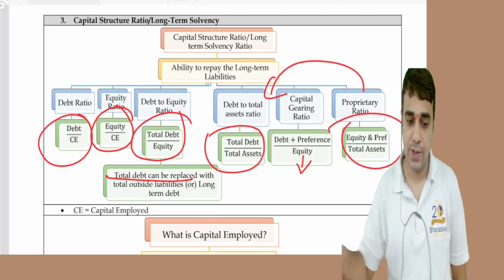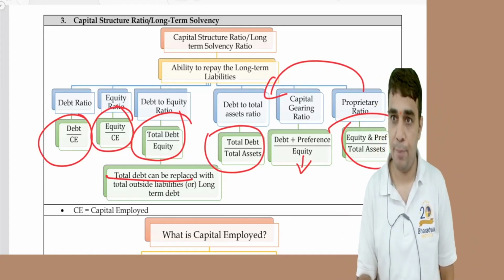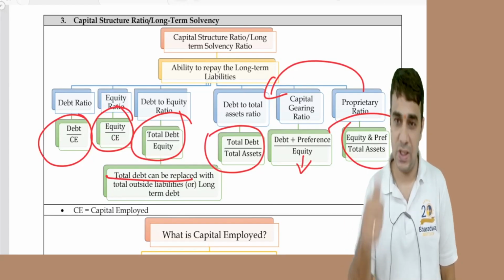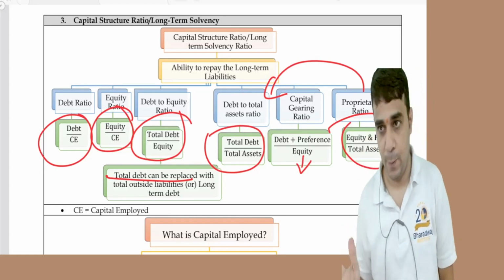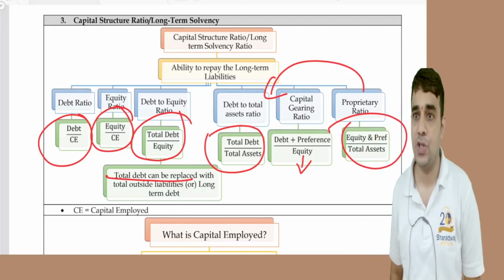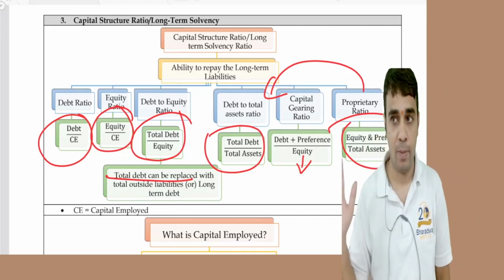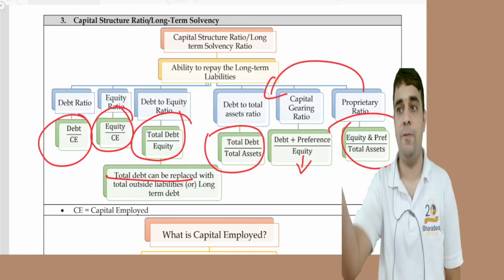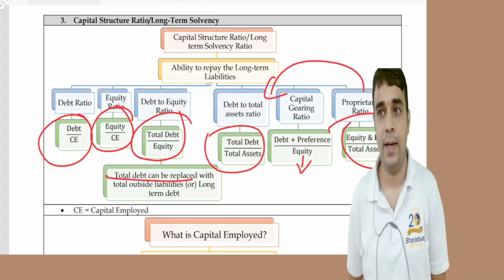Okay, 6 ratios we have seen: debt by capital employed, equity by capital employed, debt by total assets, equity by total assets, debt by equity, debt plus preference by equity. Can there be any other ratio in this? Maybe. They can add a random ratio, and they'll give the formula itself. What is a random ratio? Preference to debt 2:1. Preference divided by debt is 2:1. If they give a specific ratio, consider that and proceed ahead.